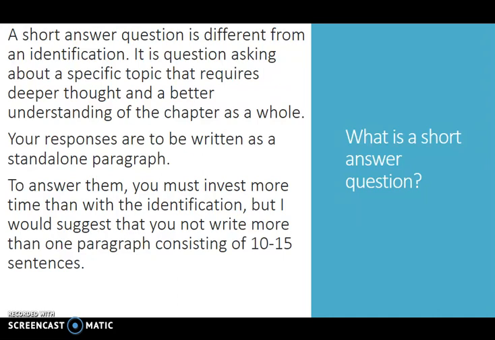Your responses for a short answer question are going to be standalone paragraphs, much like your IDs. You're going to have to really think about how to sculpt it as a paragraph type response, and to write them, you just have to invest a little more time. I would suggest not writing more in this one paragraph than 10 to 15 sentences. Now you'll notice there's probably a couple sentences more than I suggested you could use in your identifications.